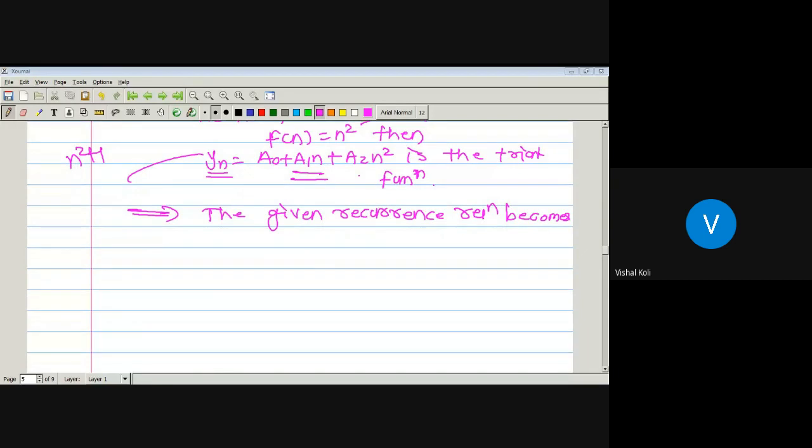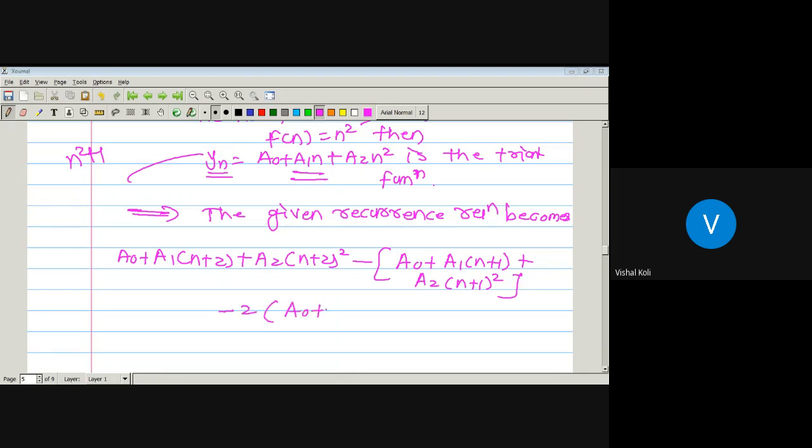So for that reason we have to put the yn in our given recurrence relation. The given recurrence relation is yn plus 2 minus yn plus 1 minus 2yn, which is equal to n square. So put that: a naught plus a1 into n plus 2 plus a2 into (n plus 2) square, minus yn plus 1, which is a naught plus a1 into n plus 1 plus a2 into (n plus 1) square, minus 2 times yn, which is a naught plus a1 n plus a2 n square, and which is equal to n square.